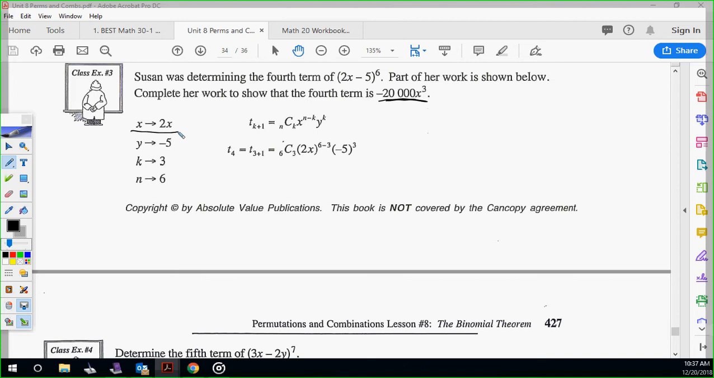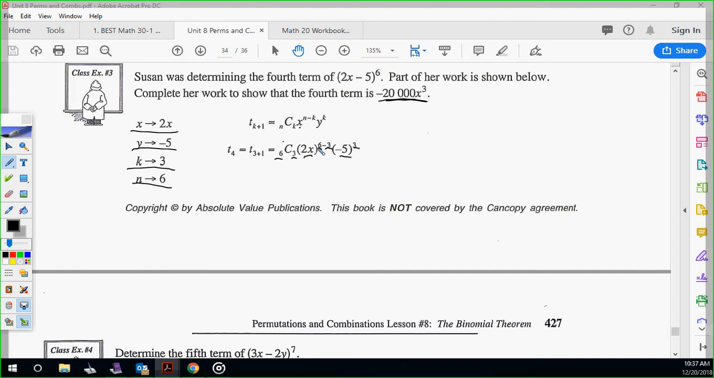So look, x is 2x. Y is negative 5. The k is 3. Okay, k is 3 again because why? The fourth term, right? So it's 1 back. Your n is 6 because that's the exponent. So then here's the form. So 2x right there, the x. Negative 5 right there for the y. K right there, and right there. And then n right there, right there. Any questions? So you're just plugging in now.